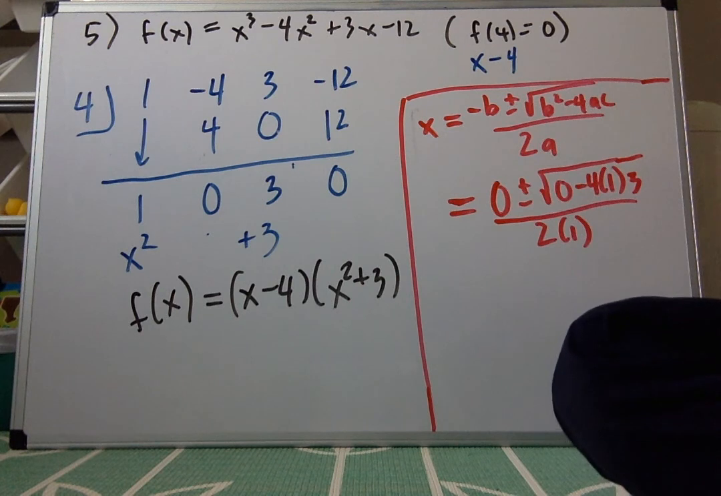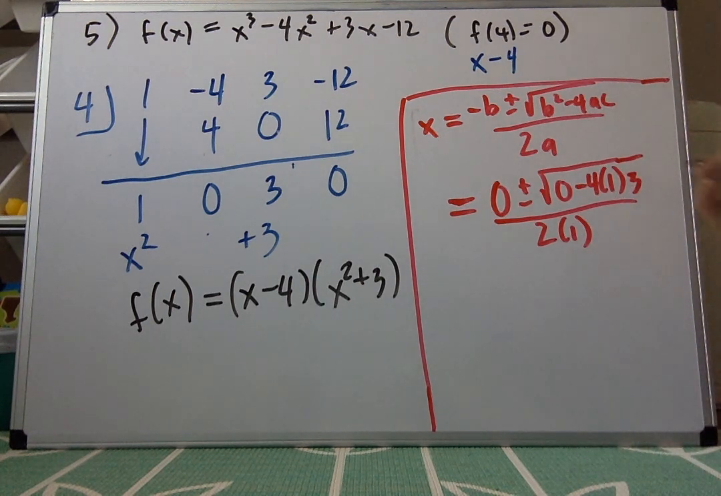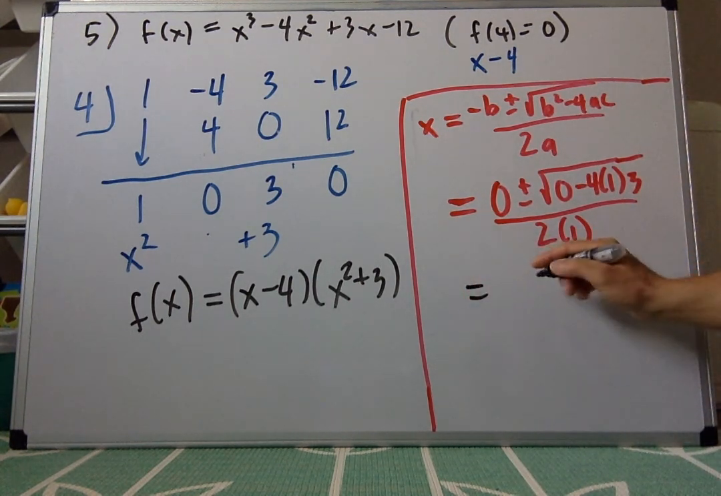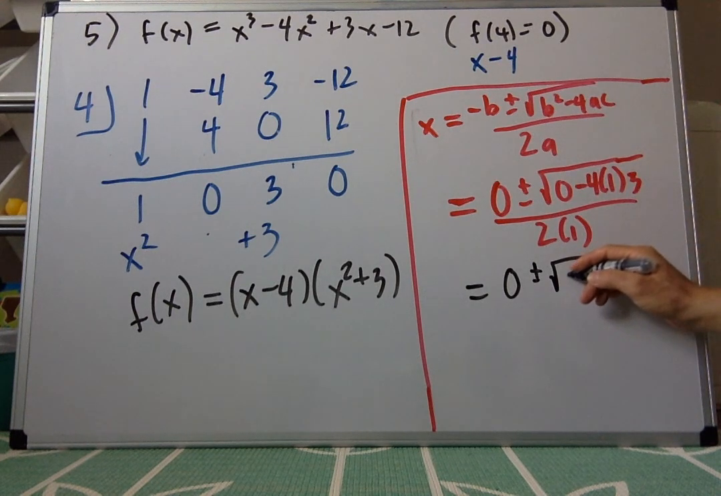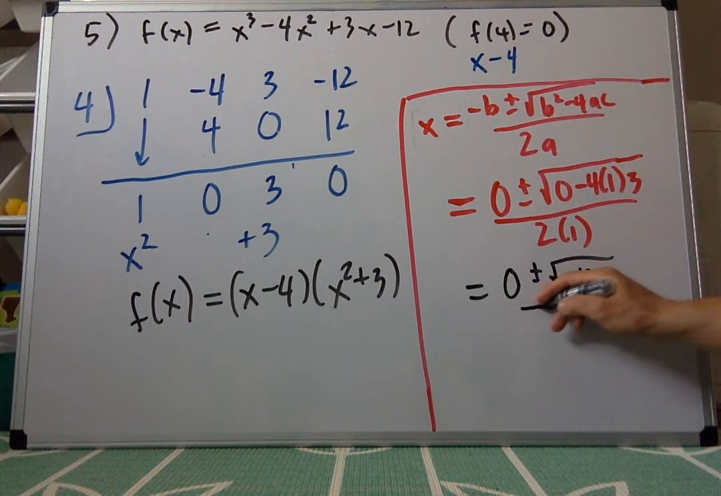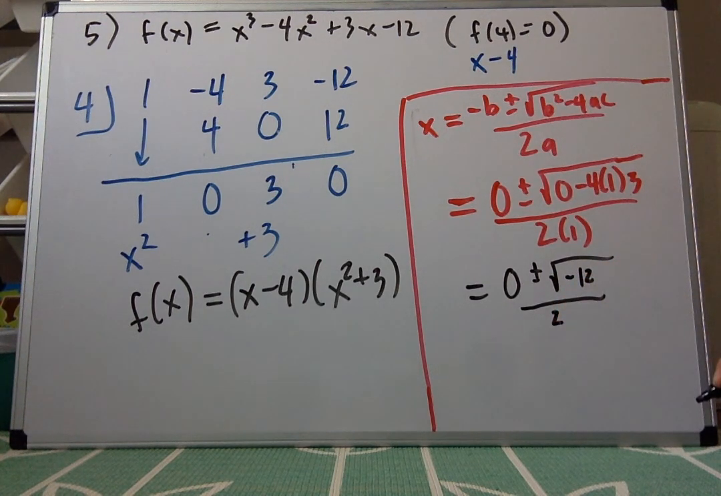Alright, next step. I'm going to switch colors so that I can distinguish the lines. I'm going to black now. It's 0 plus or minus the square root of 0 minus 4 times 1 times 3. 4 times 1 times 3 is 12, so that's negative 12, all divided by 2. Okay, that's going to simplify a little bit.